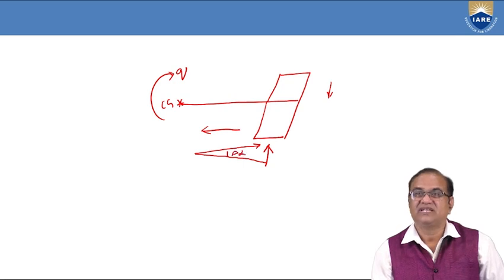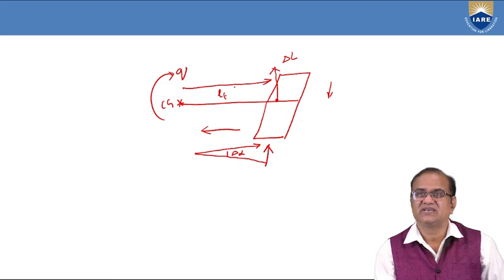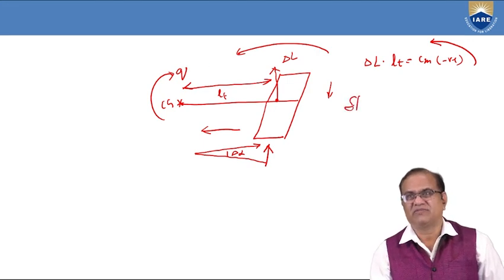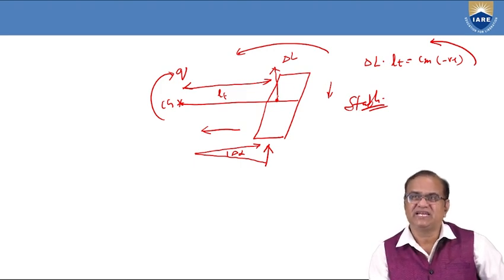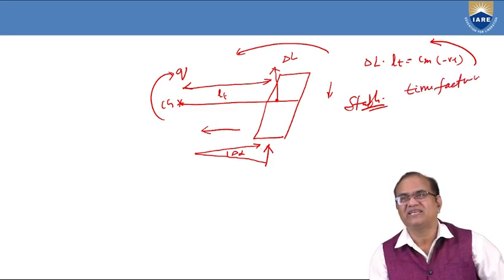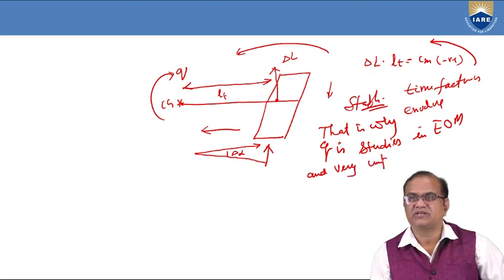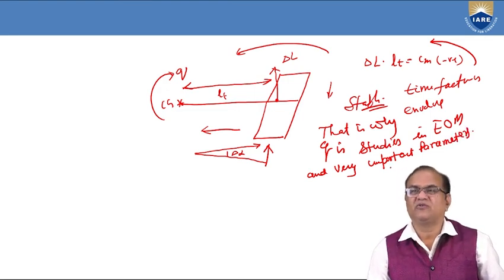This is the alpha, delta alpha. This delta alpha will generate additional lift here, and this is called the delta lift. If the distance from here to here is LT, a moment of delta L into LT, Cm, and this is a minus, will be generated in this direction, and this will counter this, and the aircraft will be stable. However, here Q is a time factor, it is a pitch rate. So the time factor is involved, and that is why Q is studied in equations of motion and is a very important parameter.